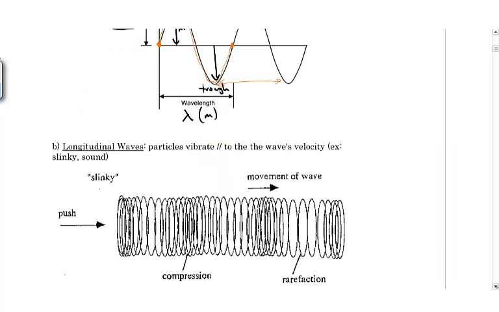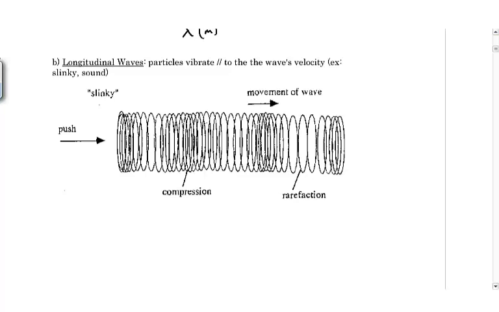Longitudinal waves are waves that travel where the particles vibrate parallel to the wave's velocity. So parallel to the wave's velocity. This example here is a slinky that's getting pushed on, so the push from this end will compress areas of the spring here, and then immediately behind that and in front of that area will be an area called rarefaction. Compression is usually associated with high pressure, and rarefaction is associated with low pressure.